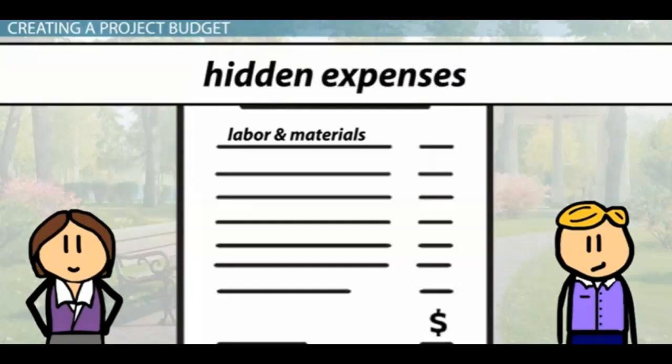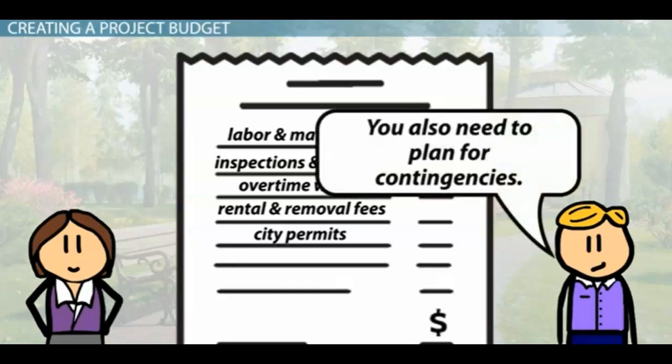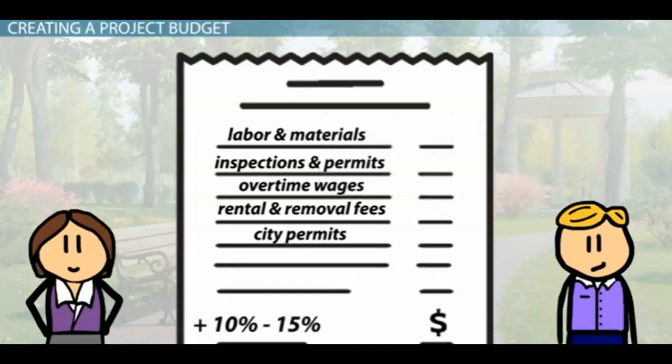Hidden expenses are often overlooked. According to Sam, these include costs for inspections, permits, and overtime wages. In landscape work, hidden costs such as equipment rental, removal fees, and city permits should be considered. Sam also talks about planning for contingencies. He tells Sue that 10 to 15% is usually added to a project budget to cover any emergencies or missed expenses. Once all project expenses are listed, budget numbers must be attached to each one.